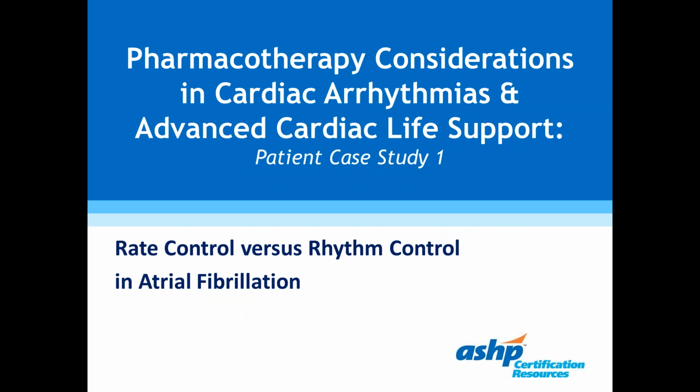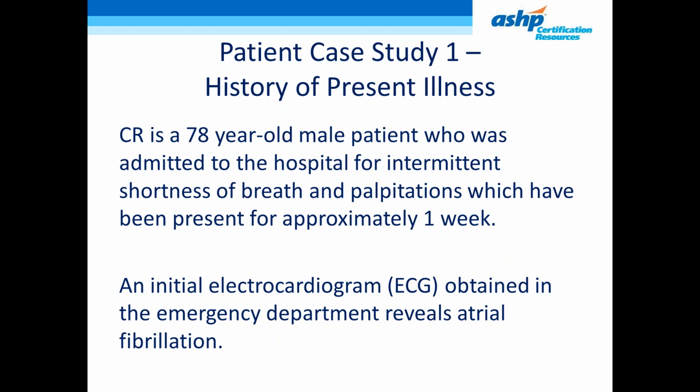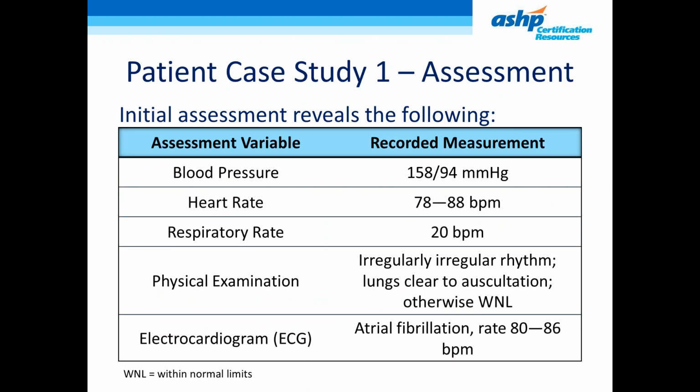To begin the presentation today, we are going to discuss rate control versus rhythm control in patients with atrial fibrillation. Our first patient is CR. CR is a 78-year-old male patient who was admitted to the hospital for intermittent shortness of breath and palpitations, which have been present for approximately 1 week. An initial ECG obtained in the emergency department revealed atrial fibrillation. The initial assessment reveals the following information.